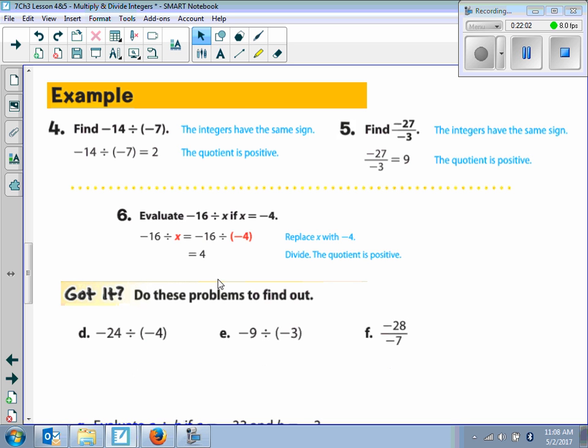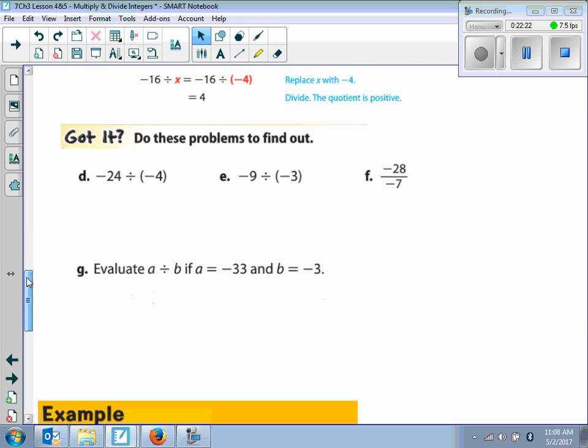Now, example 6 is the evaluating. And remember, evaluate means that you are going to substitute and simplify. Okay? So you're just going to substitute negative 4 in for x. So negative 16 divided by negative 4 gives me a positive 4. Okay? Let's do these Got its.